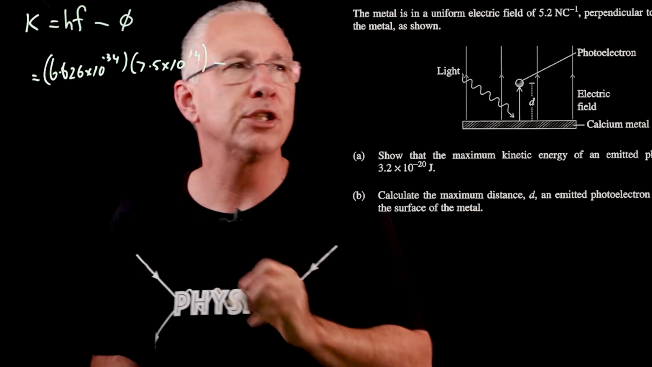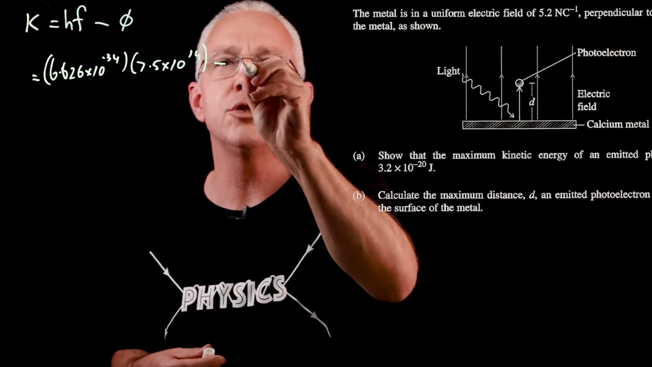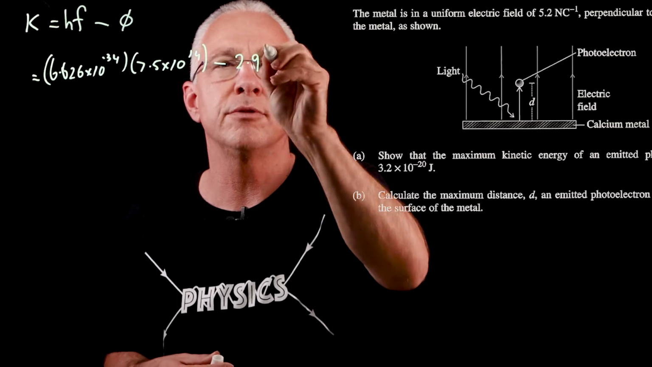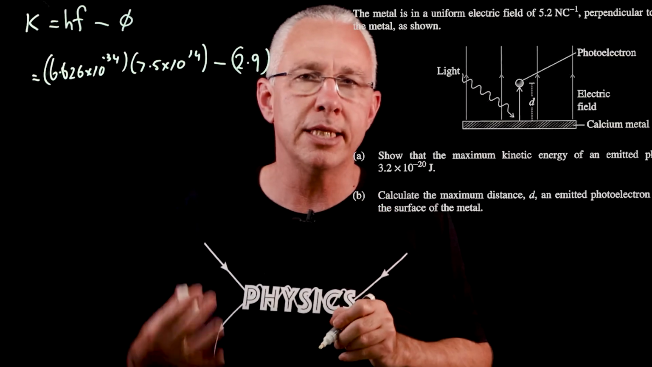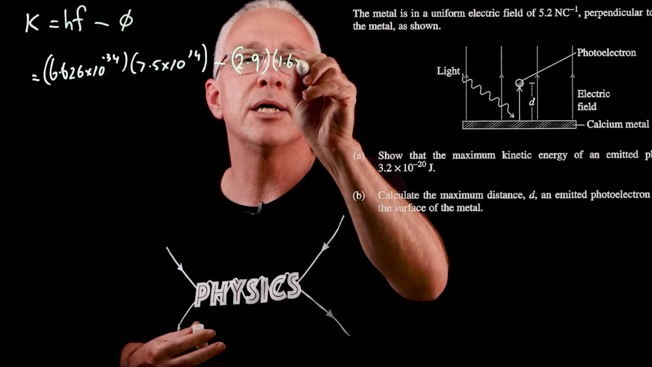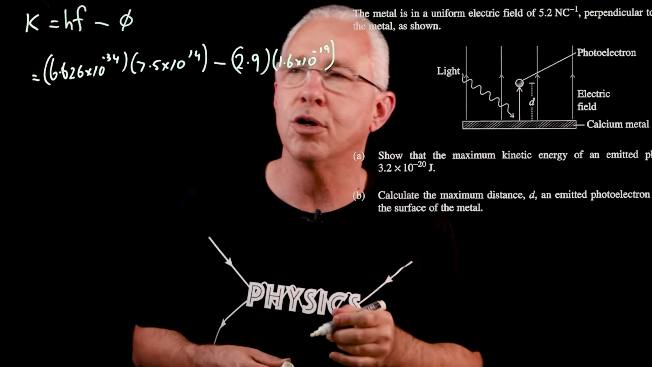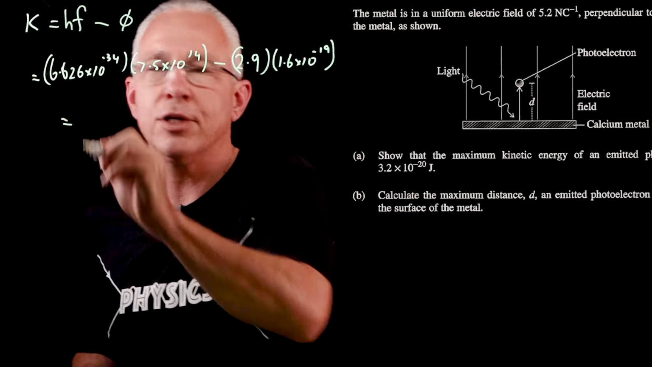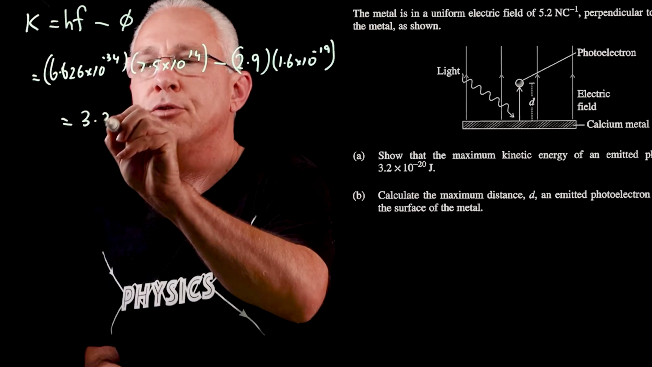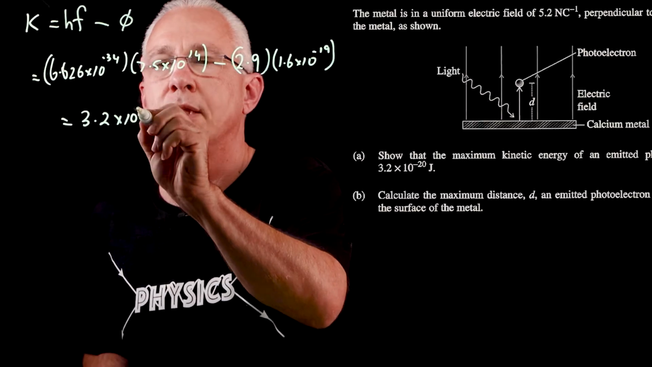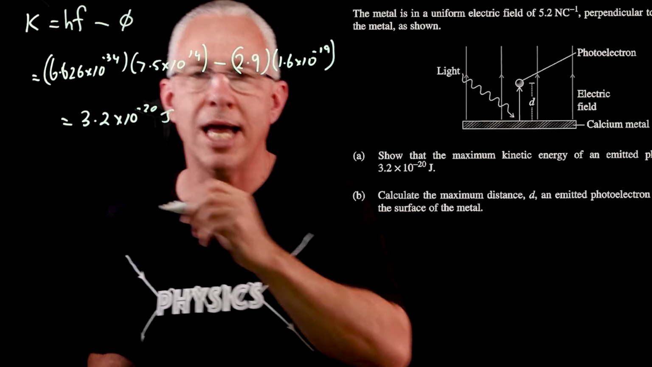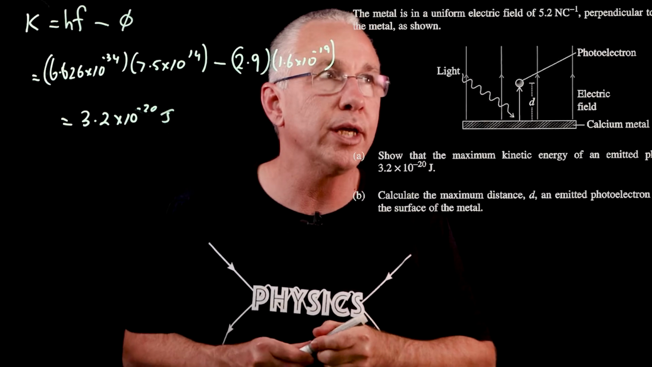But now the work function has to be included, and we're told it's 2.9 electron volts, but we have to multiply this by 1.6 by 10 to the power of negative 19 to turn that into the unit of joules. When you do that calculation, you're going to get 3.2 by 10 to the power of negative 20 joules. And that, of course, is the answer we are looking for.